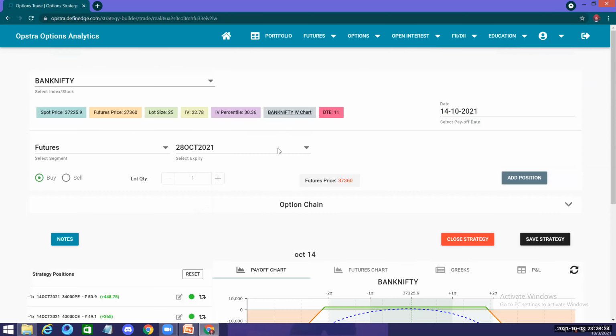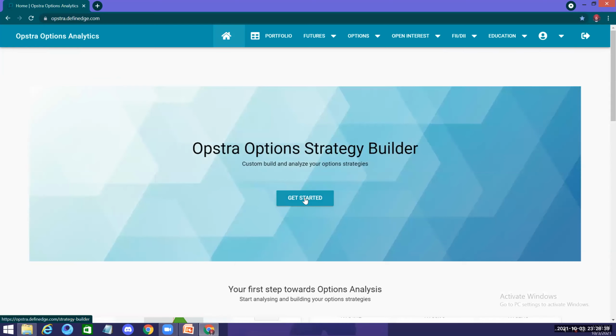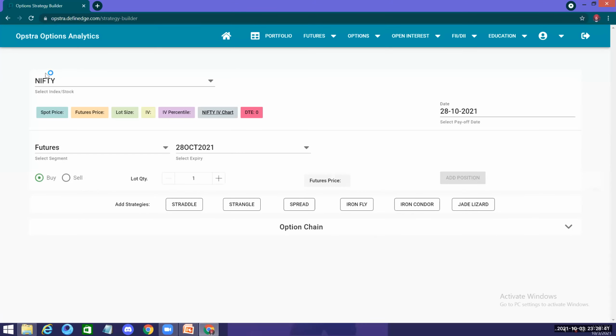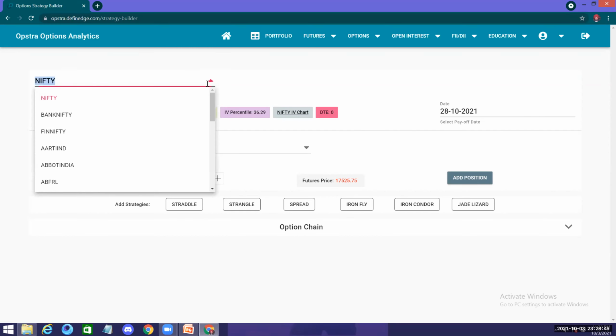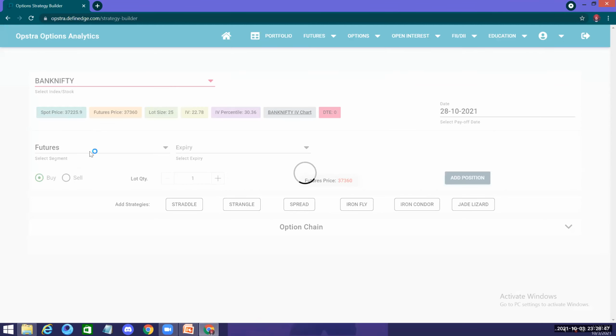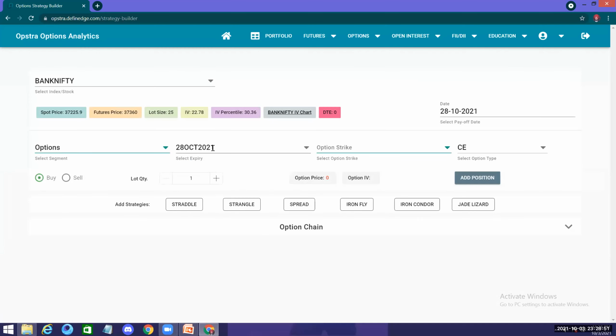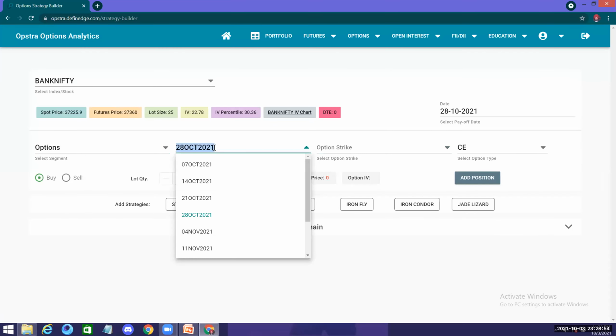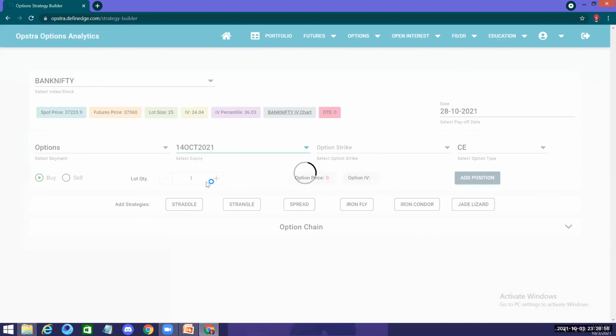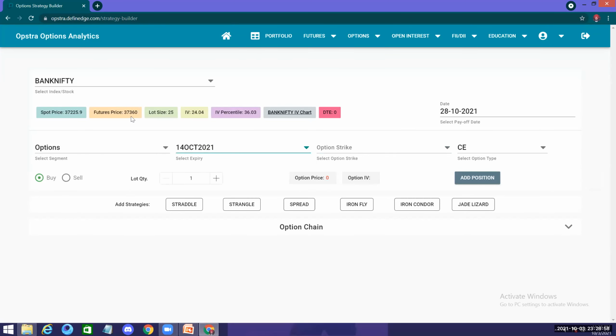Now let's go and make one strategy on our own. This is the first window I had shown. You have Nifty. From here, we are going to choose Bank Nifty. I am very comfortable in doing Bank Nifty. I seldom do anything else. My expiry is 10 days from now, that is 14th October. The Bank Nifty is trading at 37,300.